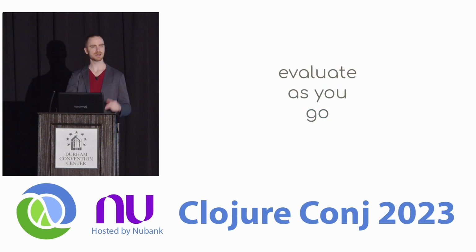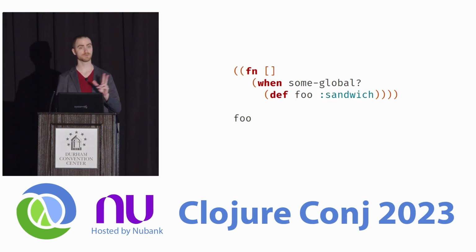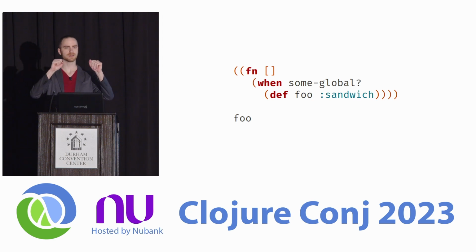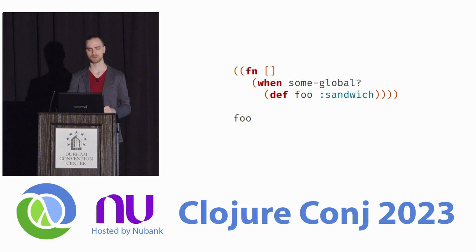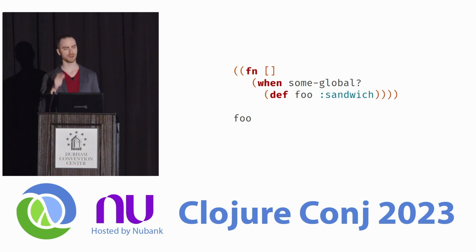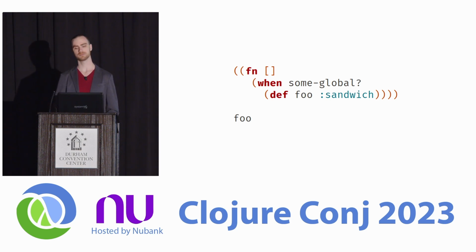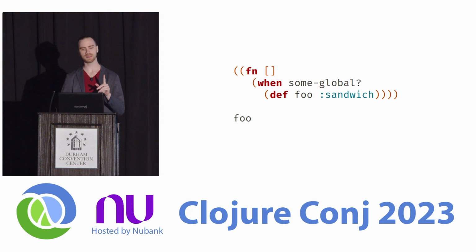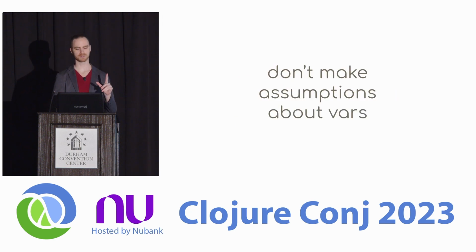And that's because you need to evaluate as you go. Now let me give you an example of this. Here's some Clojure code, perfectly valid Clojure code, maybe. Now, I have two top-level expressions. One, a function call. Inside of that, an anonymous function. Inside of that, a conditional. If some global is truthy, I'm going to define foo to sandwich. Okay? The next expression, foo. Is this a valid program? Maybe. Maybe it's a valid program on my machine, but not on your machine. And that's why you can't make assumptions about vars.